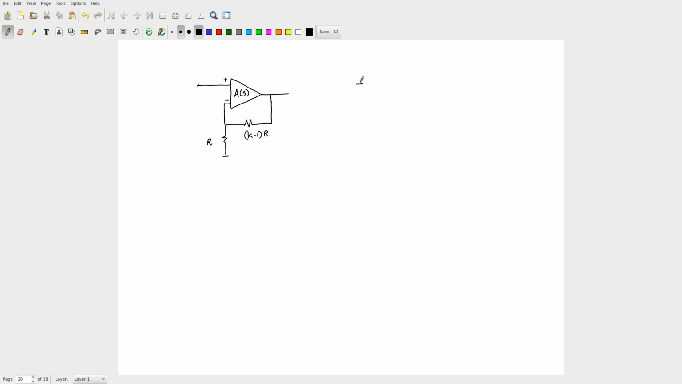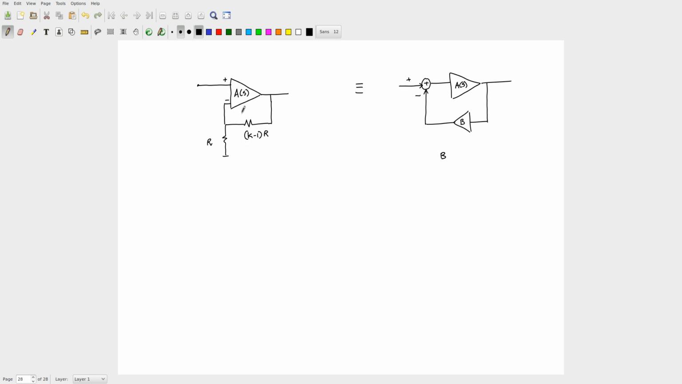Okay. So, we mapped this actually to something like this, having an A of s and then you have a return path which was B, and we said B is frequency independent and we put it like this. Can you tell me what is the value of B? We found that B is 1 by K.